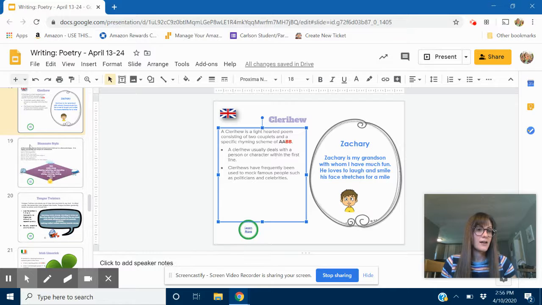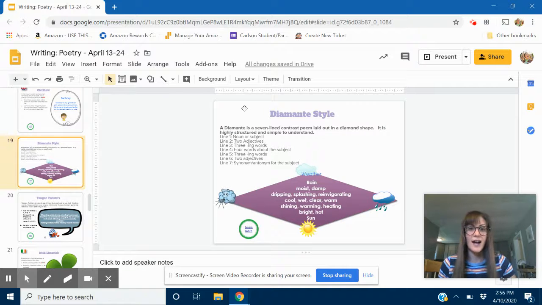For slide 19, we have a diamond style. This is a 7-line contrast poem laid out in a diamond shape. It is highly structured and simple to understand, so it tells you everything that you need in each line. Line 1 has a noun or a subject. Remember, a noun is a person, place, or thing. Line 2 has 2 adjectives, so it's 2 describing words.